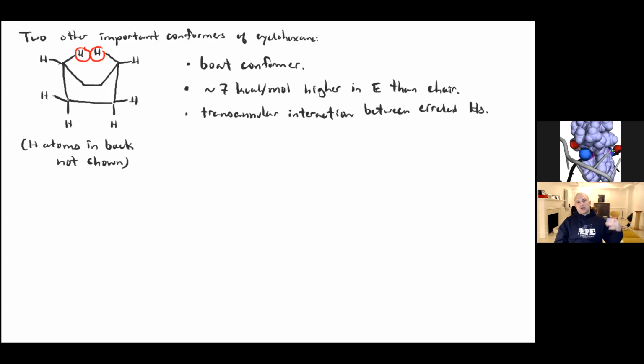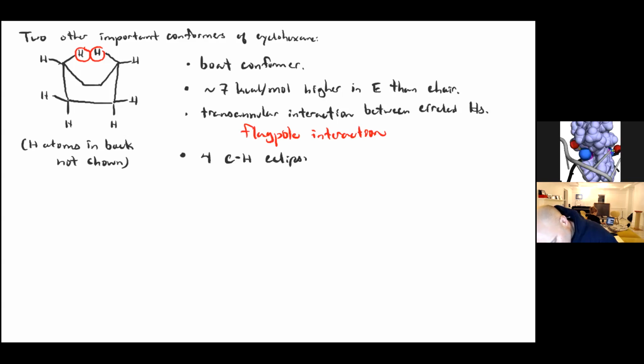This type of interaction, because cyclohexane is so prevalent and boat cyclohexane comes up a lot, we give this a special name. This is known as a flagpole interaction. Okay. And then the second contributor to that 7 kcals per mole are the CH eclipsing interactions. So there are 4 CH eclipsing interactions. Okay, and those are between pairs of CH bonds on either side of the ring.